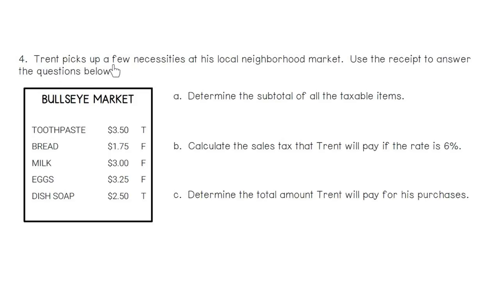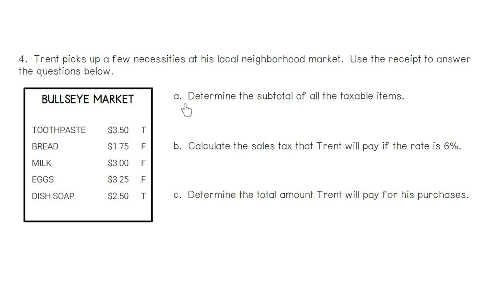Okay, Trent picks up a few necessities at his local neighborhood market. Use the receipt to answer the questions below. So here's his receipt, okay? Here's what he buys, how much it costs, and then we have the little identifying factors on the side.